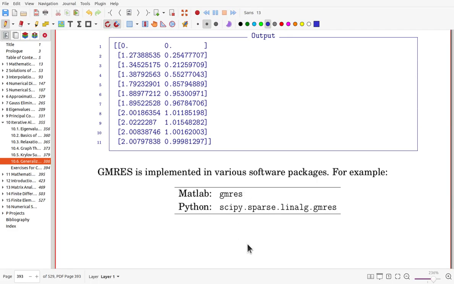GMRES is implemented in various software packages. For example, in MATLAB you can find GMRES, and in Python, SciPy's sparse matrices linear algebra package has GMRES. So you can use it. Okay, that's the end of the section and the end of the chapter. Thank you.